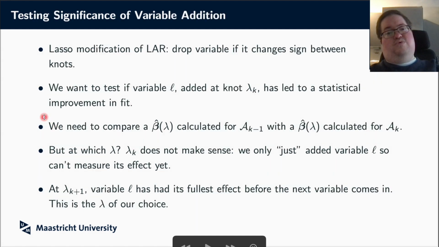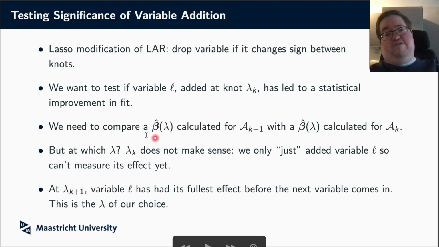And now what we want to do is, whenever we reach this knot, whenever we include a new variable L, we want to test if that actually leads to a statistical improvement in fit. So basically what we're going to need to do is compare the beta hat values. Compare the beta hat value without that variable, so active set A_{k-1}, with the beta hat with that variable included. But of course, we need to be careful because the lambda should be the same.